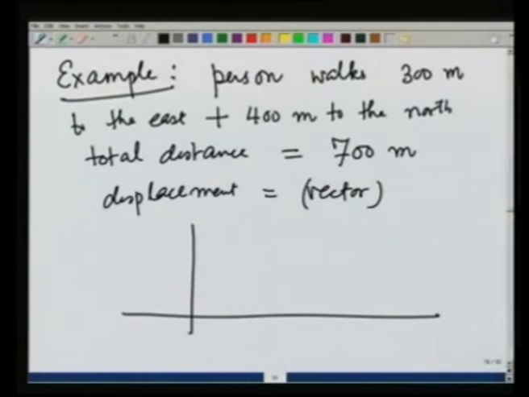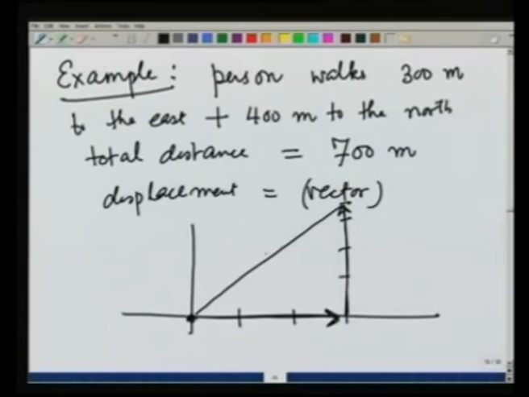To get that, we have to add the 2 displacements vectorially. So, suppose the person started from here, he moved 1, 2, and 300 meters to the east, and then 1, 2, 3, 400 meters to the north. So, this is his first displacement up to this point, and then the second displacement from here to here, and therefore, the net displacement would be in this direction. This is 400, this is 300, and therefore, this would be 500.